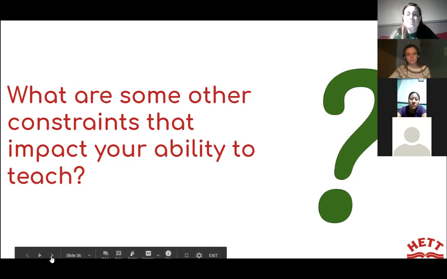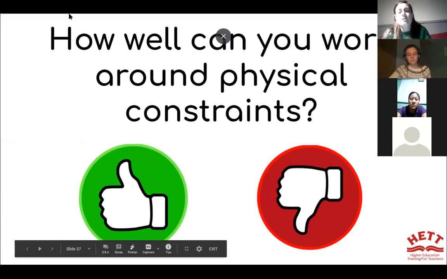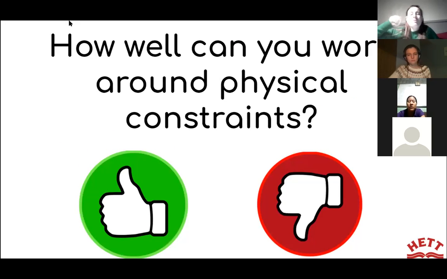Okay. So how well can you work around physical constraints? More like how well can you brainstorm solutions to possible constraints? Let's see: not at all, a little bit, somewhat, quite well, or extremely well. On the count of 3, you can also put it in the chat box. 1, 2, 3.